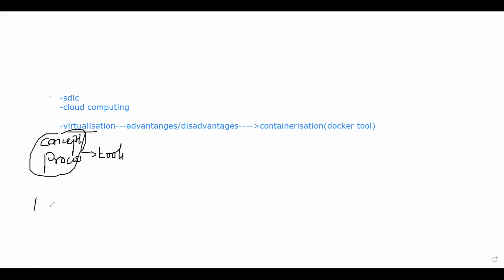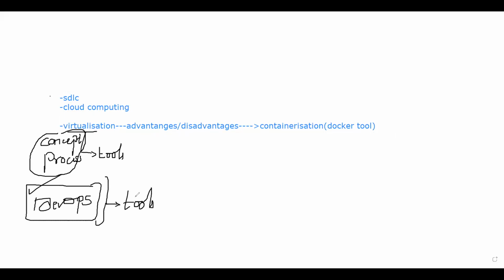The same way, DevOps is also a concept, a process or culture. To implement this DevOps culture, we are using the tools. Are you getting? To implement this DevOps process, we are taking the support from the tools. Here also containerization is a concept, and we are using the Docker tool to implement it. Are you getting my point? To implement this concept, this process or this methodology, we are taking the support of the tool to implement the things.